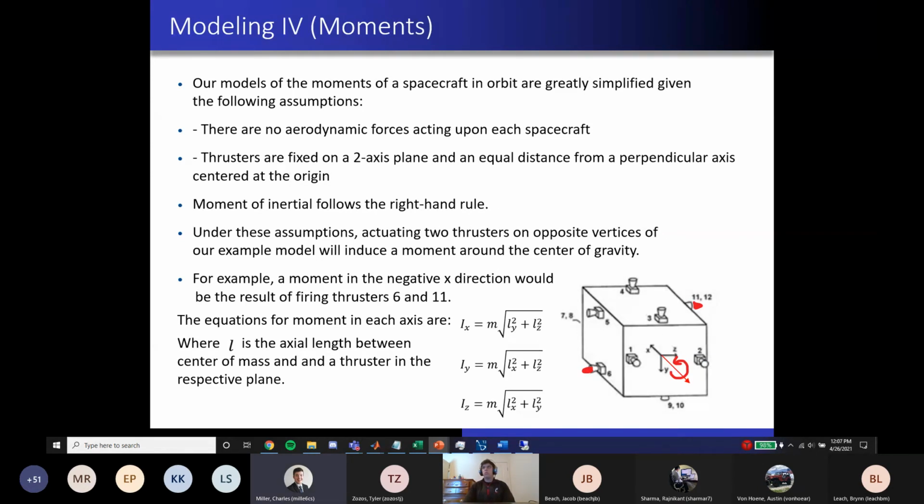And our moments are very important because our spacecraft body is so complex. We're going to deduce that just through the standard moment equation, where length is a measurement in the respective axis between the center of mass and the plane on which the thrusters rest on each face. Next slide, please.